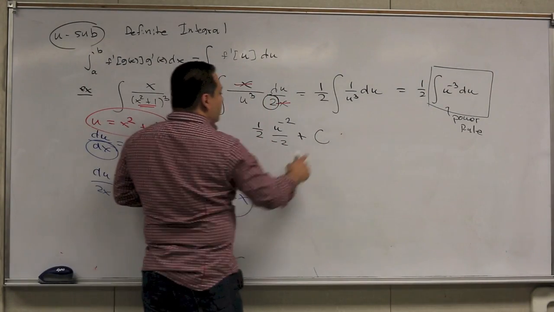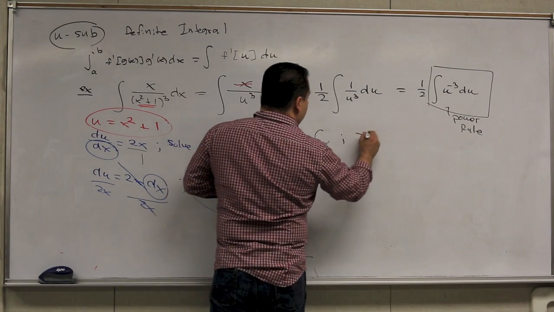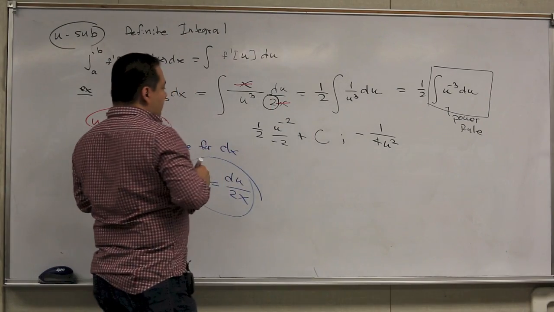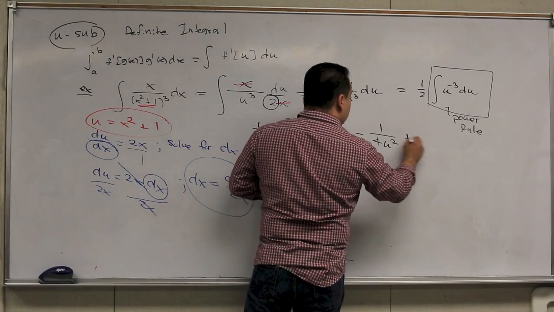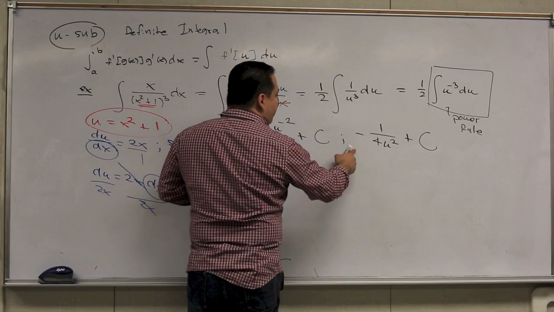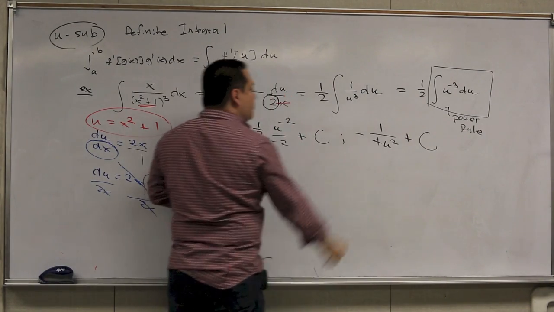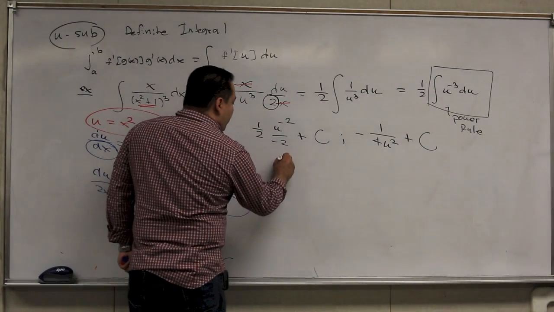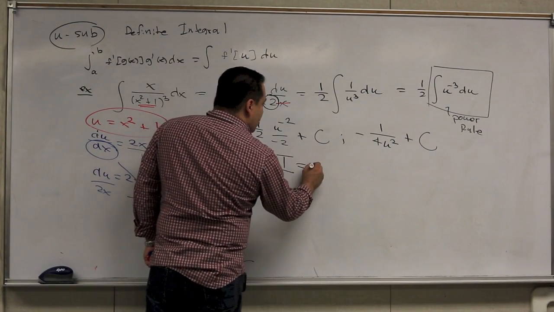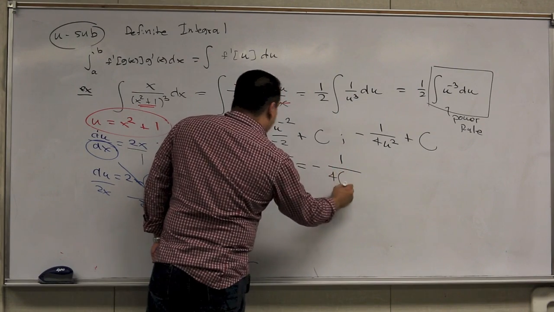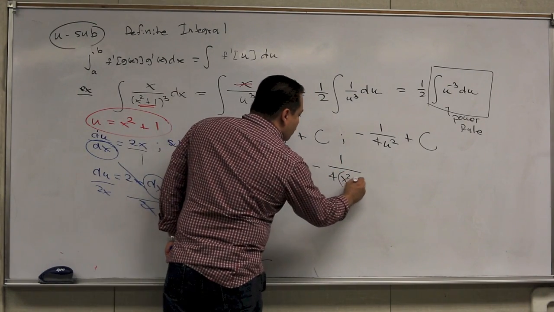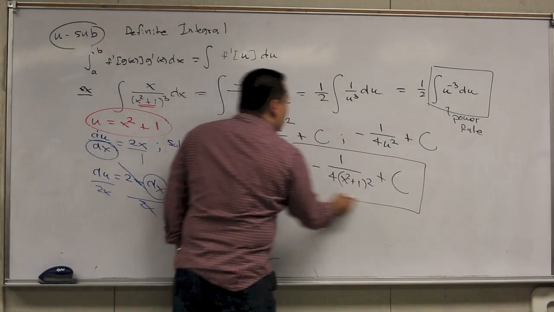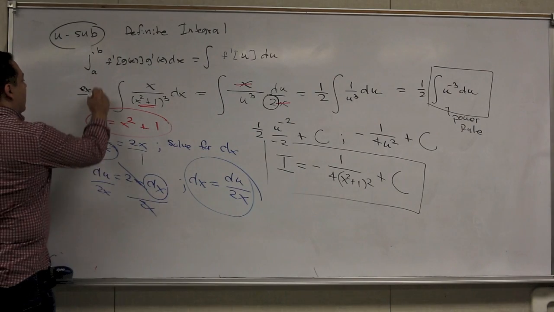So what this equals is minus 1 over 4 u squared, plus that c. However, this answer is in terms of u. What is u really? X squared plus 1. So this integral, and sometimes I use I for integral, is minus 1 over 4 times x squared plus 1, squared, plus my c, my constant. So I'll use I at times for integral.